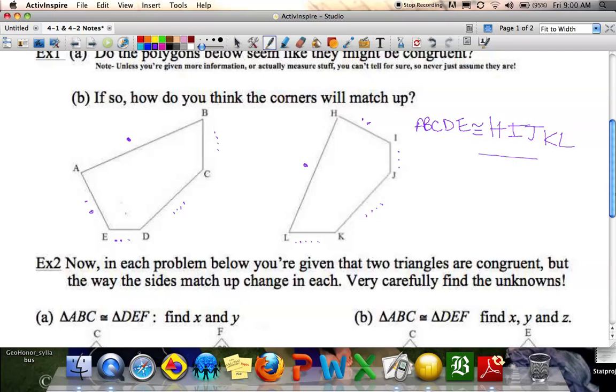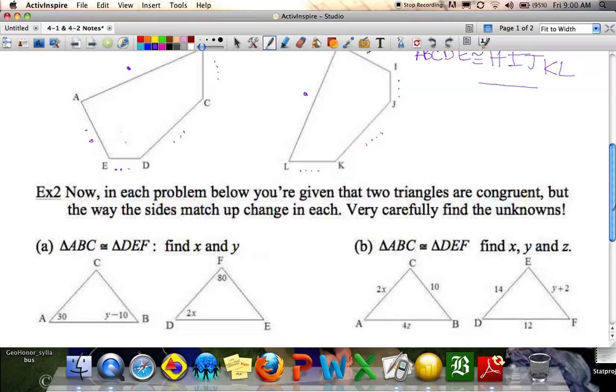Okay, example 2. Now in each problem below you are given that two triangles are congruent, but the way the sides match up may change in each. Very carefully find the unknowns. They tell you ABC is congruent to DEF. Okay, these are lined up, so it's going to be not so bad. Okay, find X and Y.